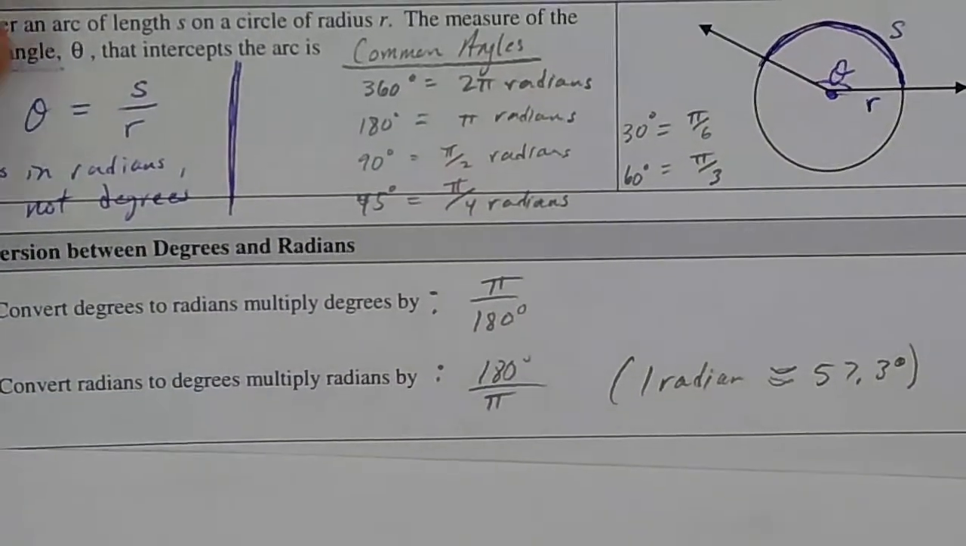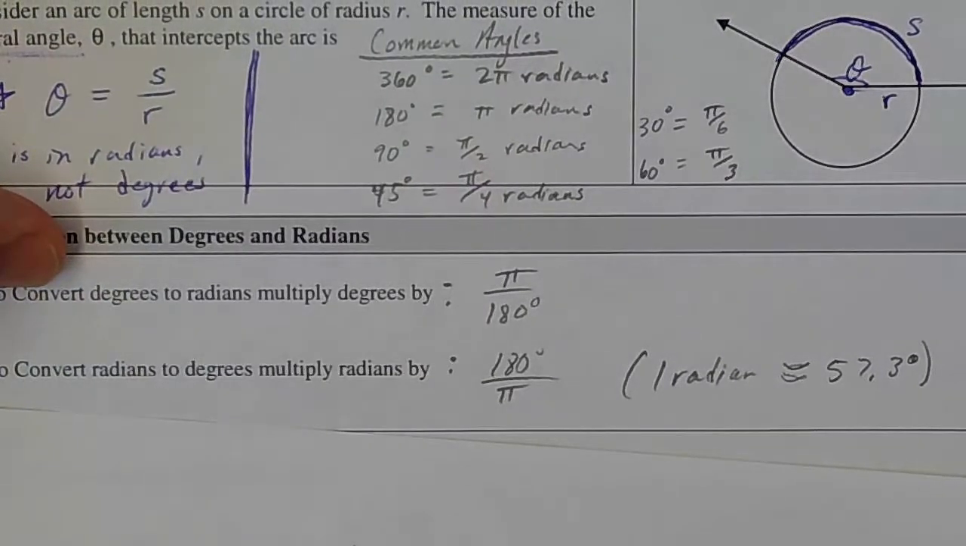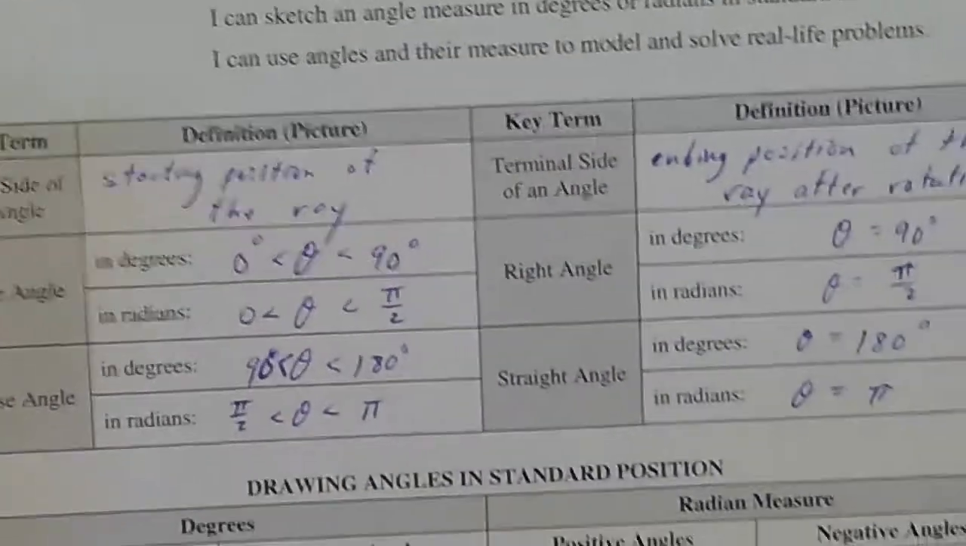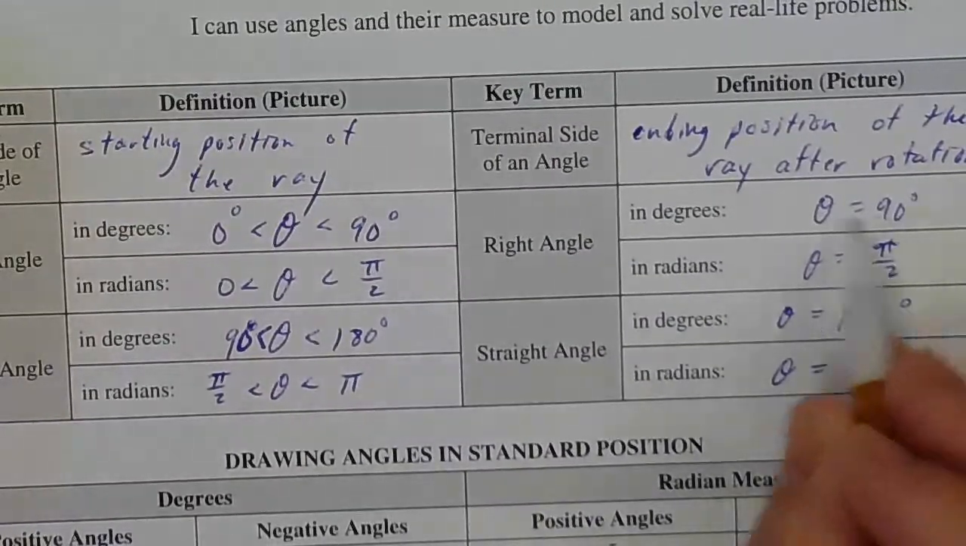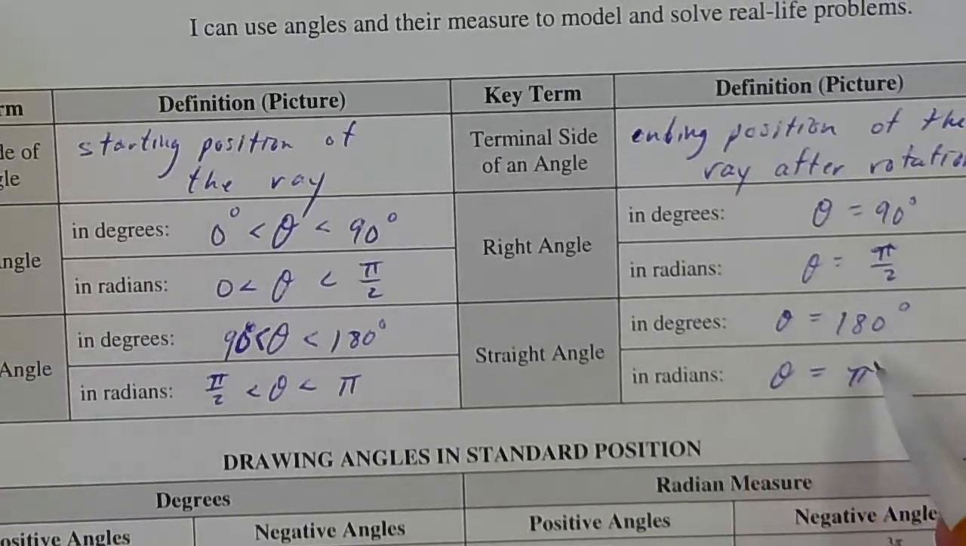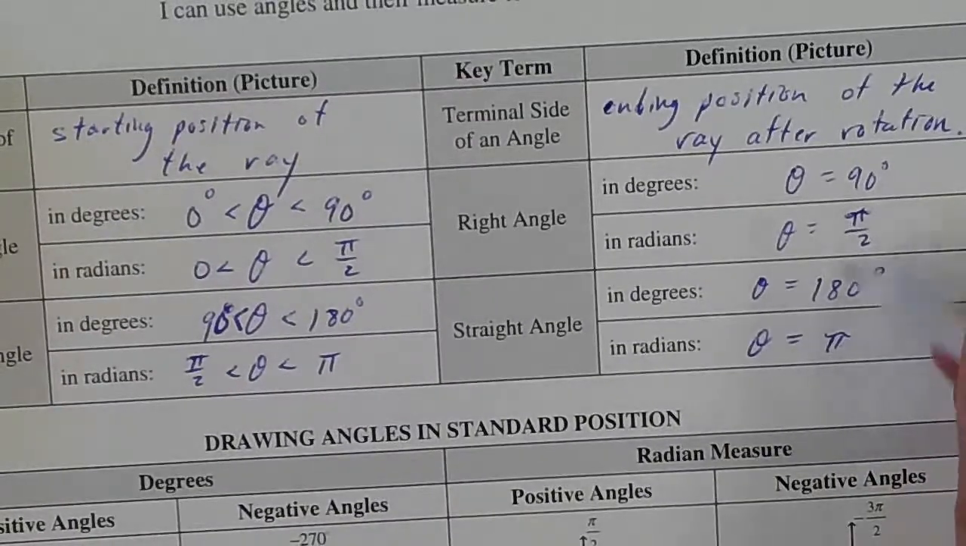Okay, so let's go back to the other side now and fill in some of those angles. Parts we didn't do yesterday. All right, now I told you on the first day to just trust me, 90 degrees is pi over 2, but now I showed you why, right? We started with 360 equals 2 pi, and we broke it down and got some of these common angles.